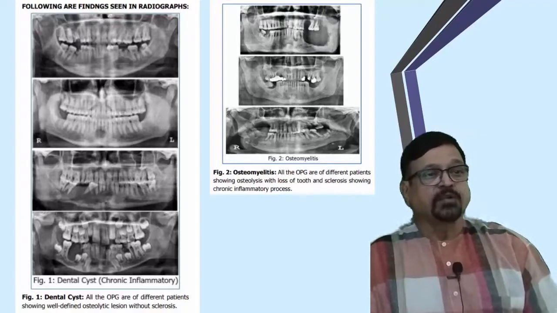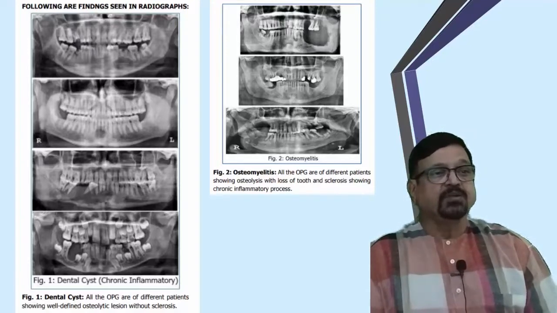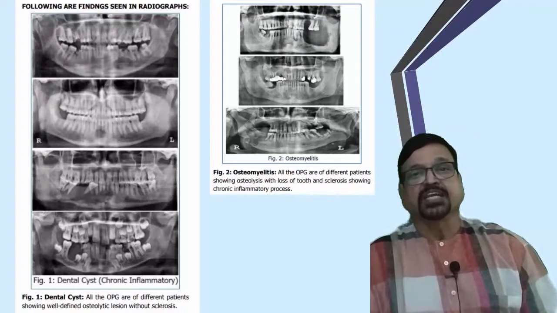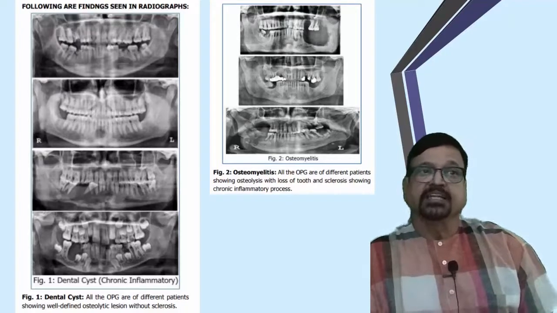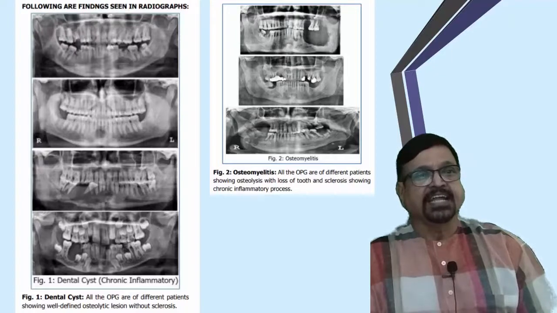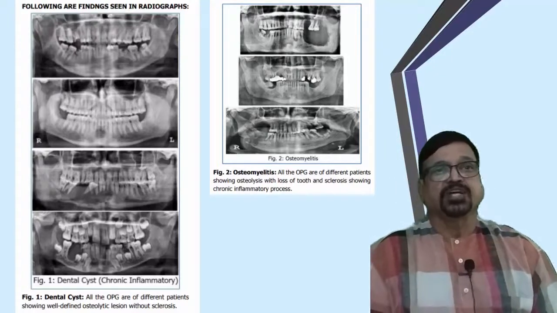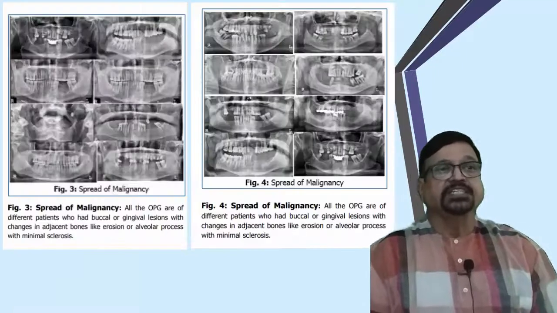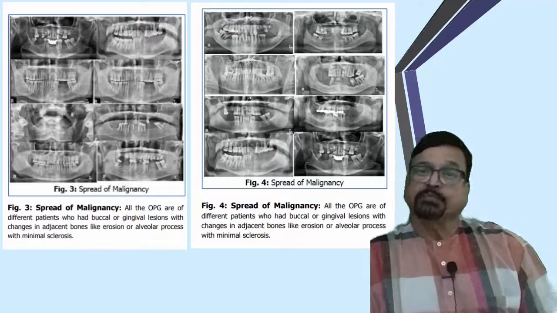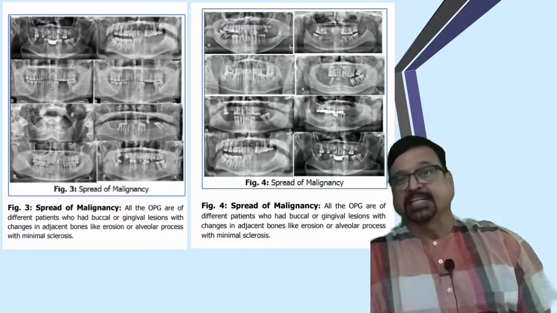Now all OPGs are of different patients and show a well-defined osteolytic lesion without sclerosis. The pathology is common. Radiology features are slightly deviating. Patients are different. Now this is osteomyelitis with a pathological fracture. Here you are seeing contiguous spread of a known malignancy, or oral malignancy.